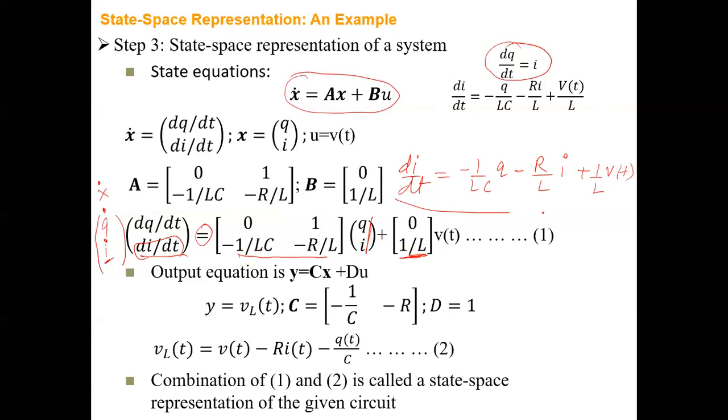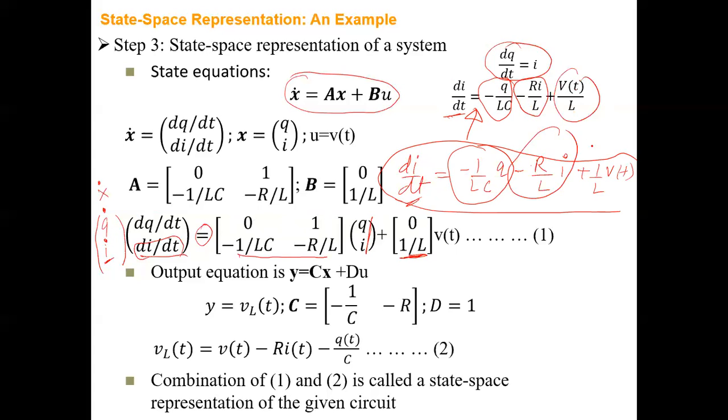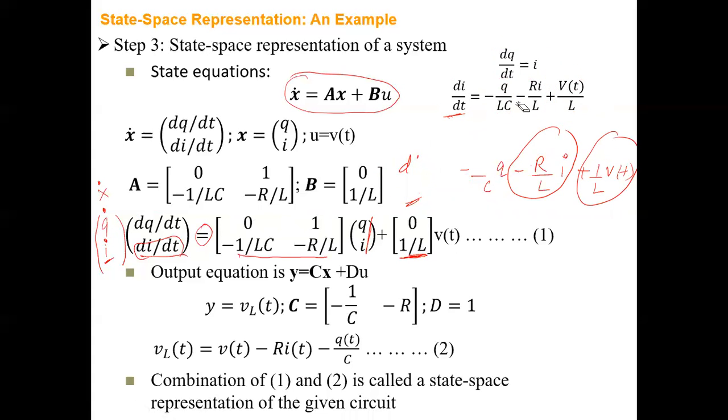So are these the same? Is this guy equal to this di over dt? What is this guy? Negative Q over LC. This guy, then negative RI over L. This guy, then V over L. This guy. So my claim is I can write these two equations as this. That's what I verified now. I proved my claim.